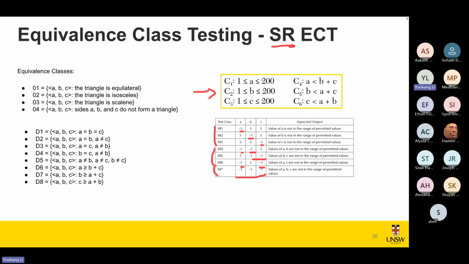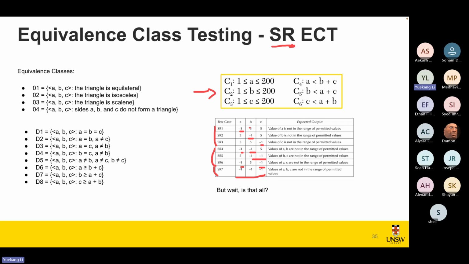But do you think this is all the test cases we need to add based on the weak normal equivalence class testing? Is this all? Yes or no? If you are watching the slides without animation, you can see the answer. But if you are watching it live, you need to think about it. So the answer is no, this is not all.